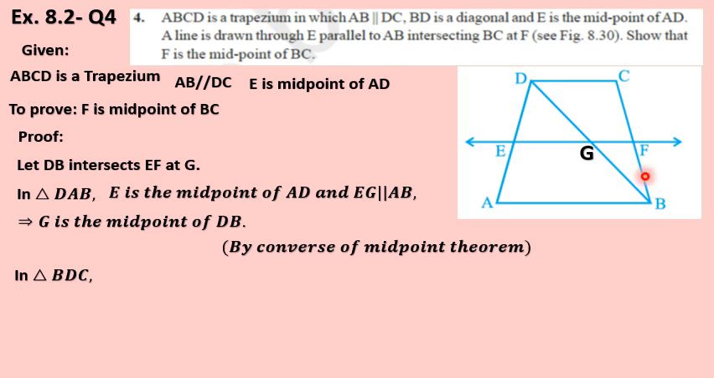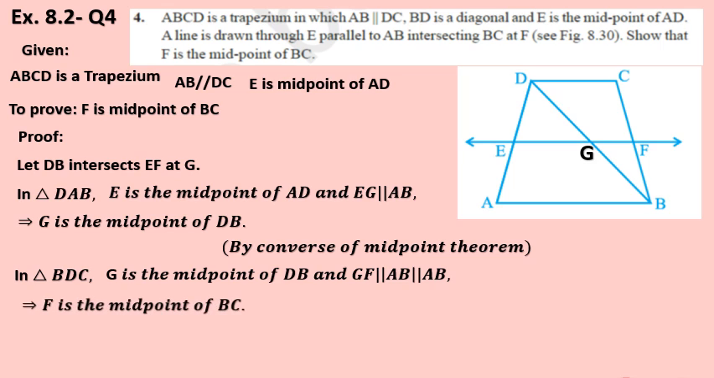Now, take triangle BDC. So in that, G is the midpoint of BD and GF parallel to AB. GF parallel to AB is given. Therefore, F is the midpoint of BC. So F is the midpoint of BC.